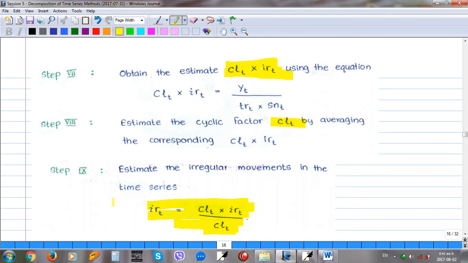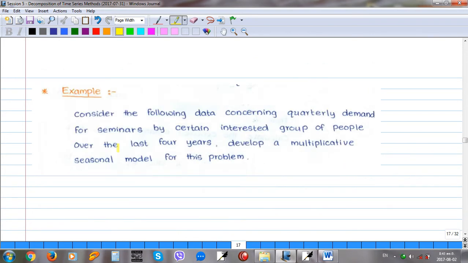Now I roughly explained how you can find these components. Now we will see through an example how you can do this. This is the example. Consider the following data concerning a quarterly demand for seminars by a given interested group of people over the last 4 years. Develop a multiplicative decomposition seasonal model for this problem.